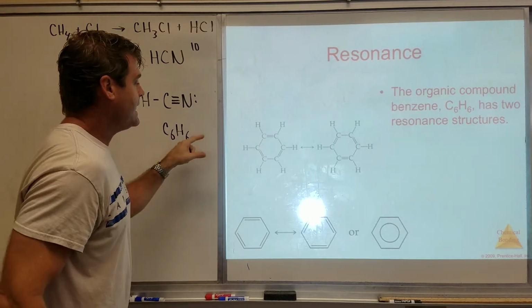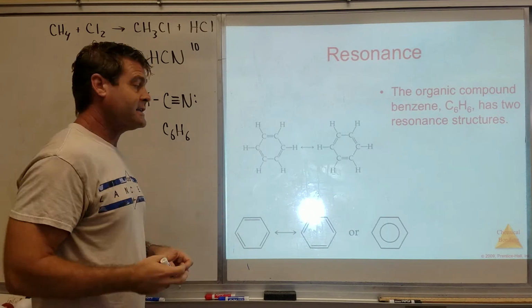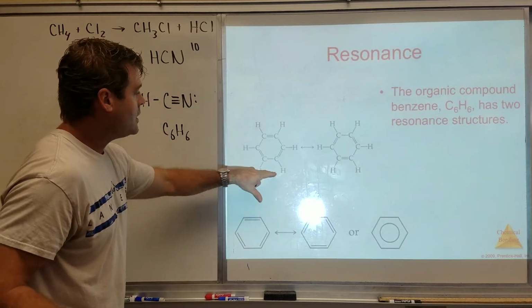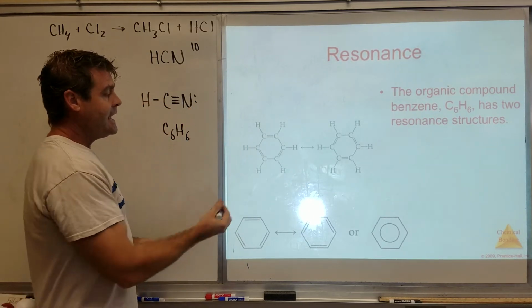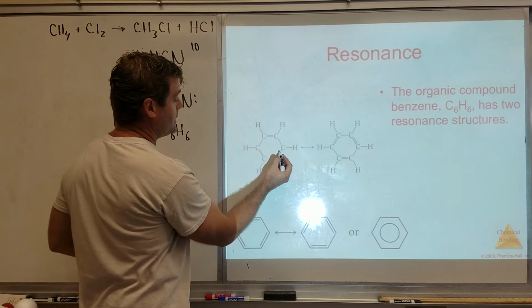The only way you're going to get a proper Lewis structure where the octet is satisfied for all is if you draw a benzene ring like this. And what you're going to have is alternating double and single bonds.